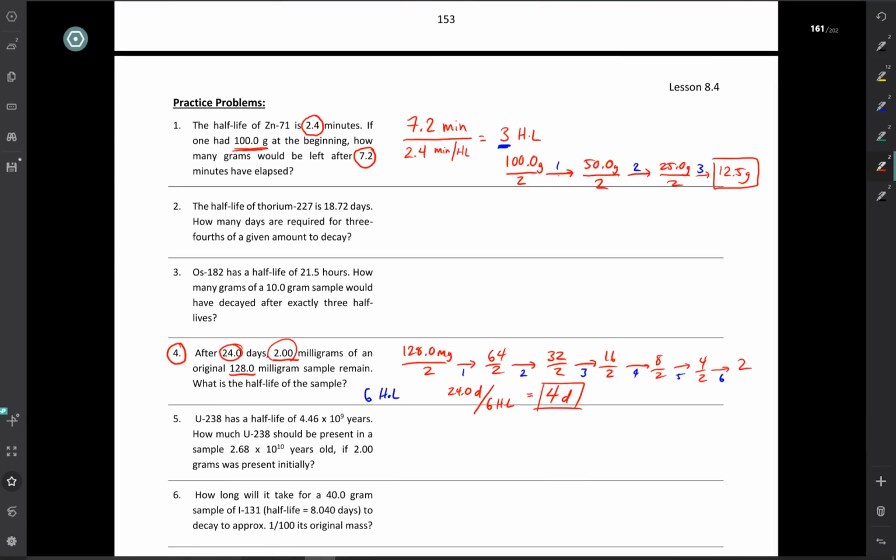Be careful with the math. Make sure that you are reading the question carefully and that you are answering the question that is being asked. A lot of people tend to rush through and just kind of make some careless mistakes.